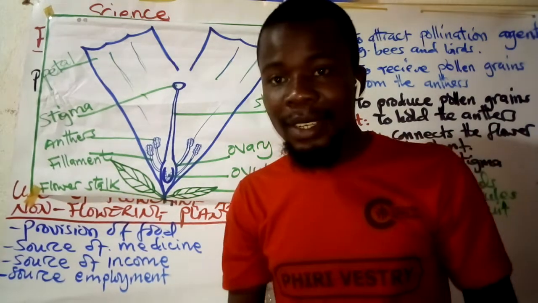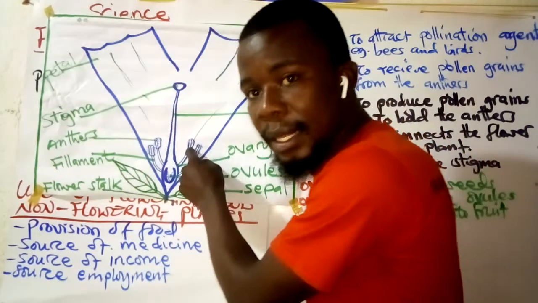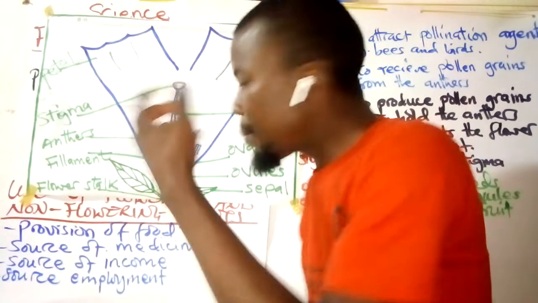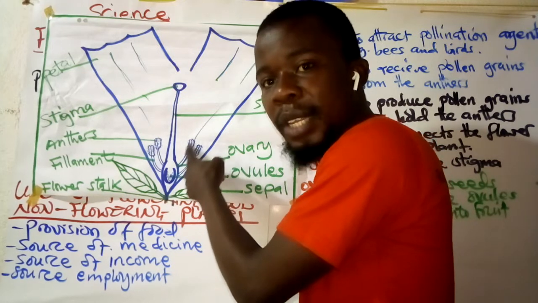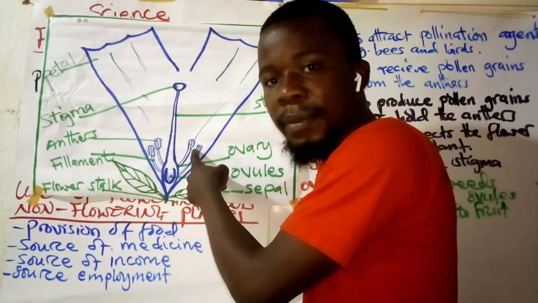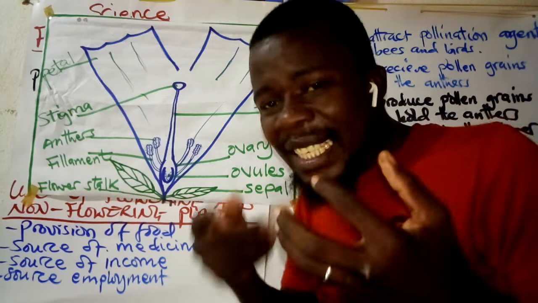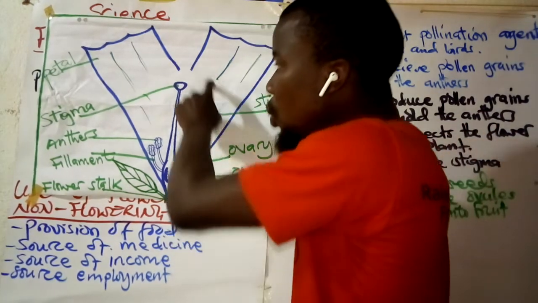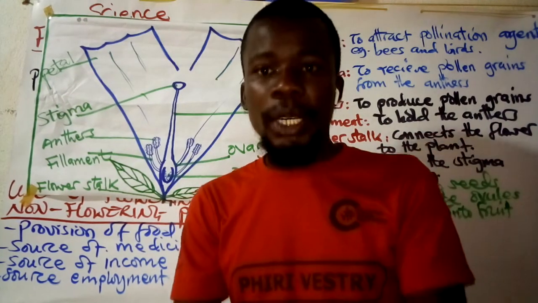You understand, right? The pollen is produced from the anthers. The pollen grains are found in the anthers here because it is where they are produced. Now, the transfer of the pollen grains from the anthers to the stigma is what is called pollination.